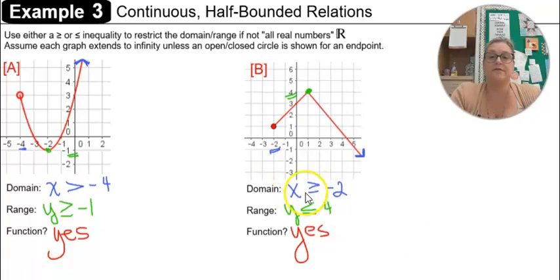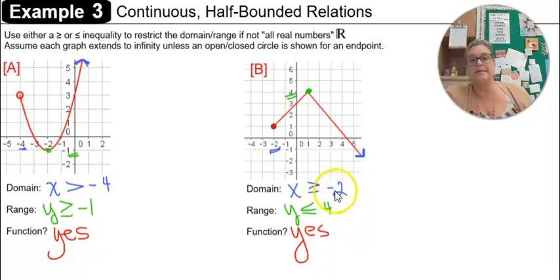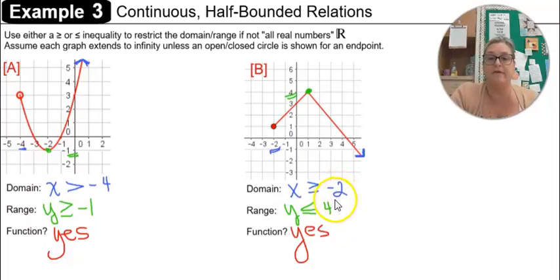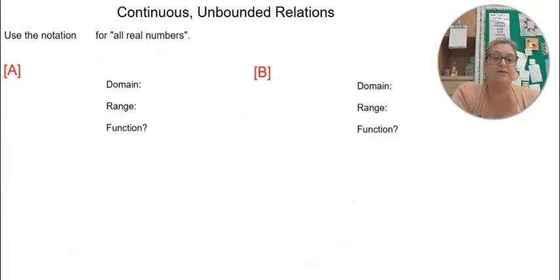Okay, since these intervals have one real number endpoint, the other end is going forever, either up or down, these are half-bounded intervals. Okay, next we're going to look at some unbounded intervals.